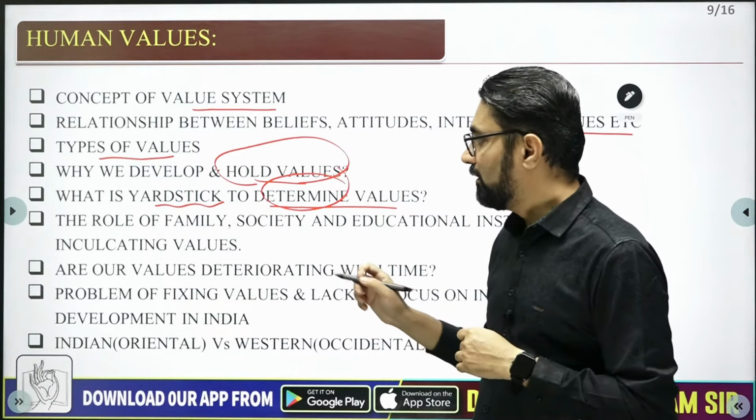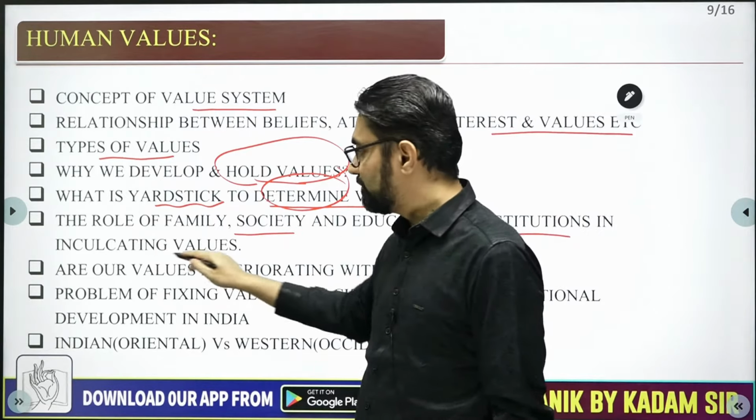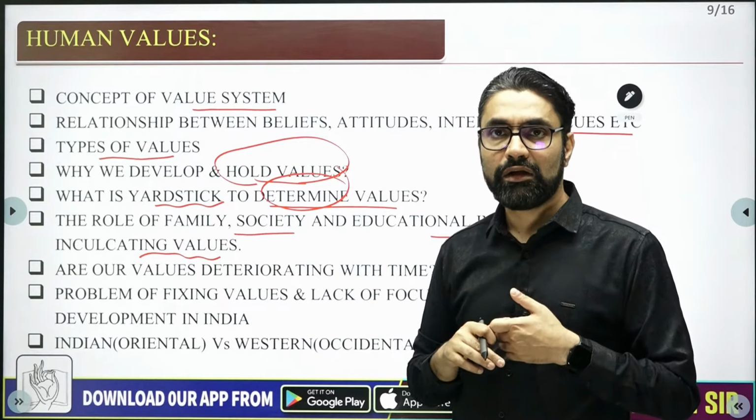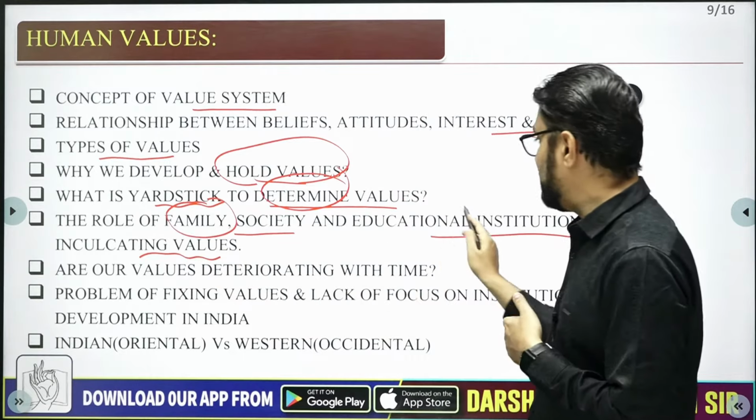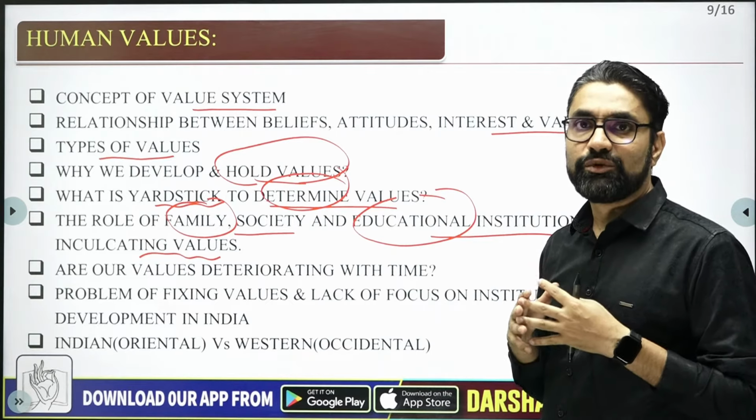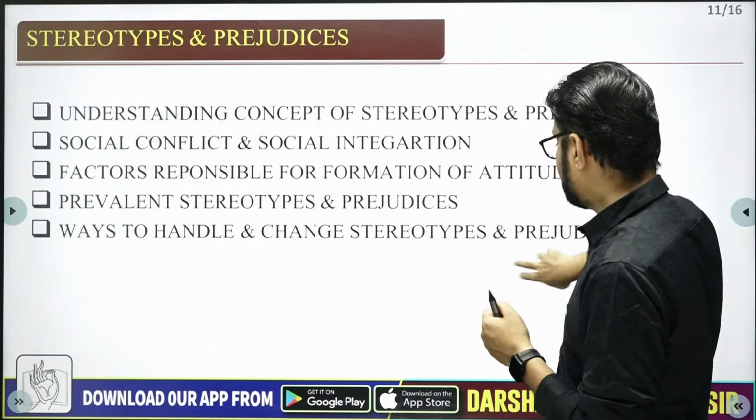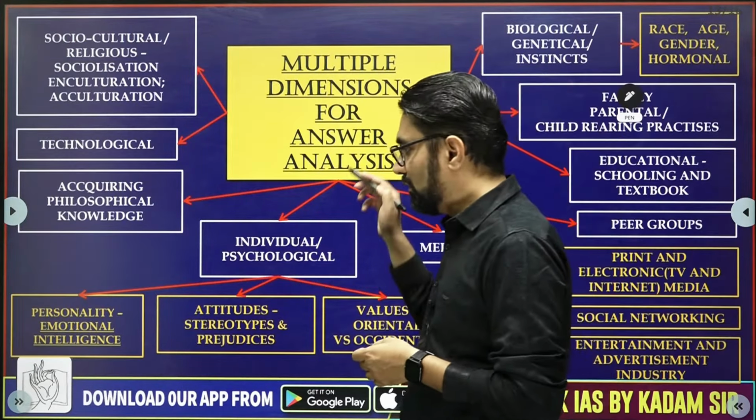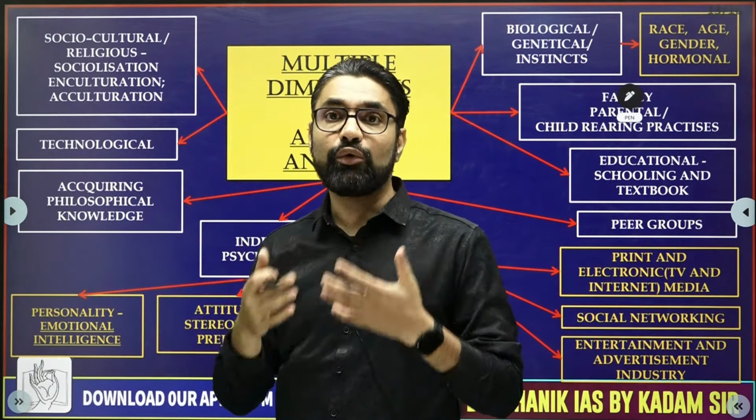Then we will go ahead in discussing the role of family, society, educational institutions in inculcating values. Where we learn these values from, where we develop values from. Now I told you that the syllabus has mentioned only 3 agents: family, society, educational institutions. But when we discuss, I will discuss with you more than 24 ways by which we develop or inculcate values. So there are almost 24 ways we develop the values.